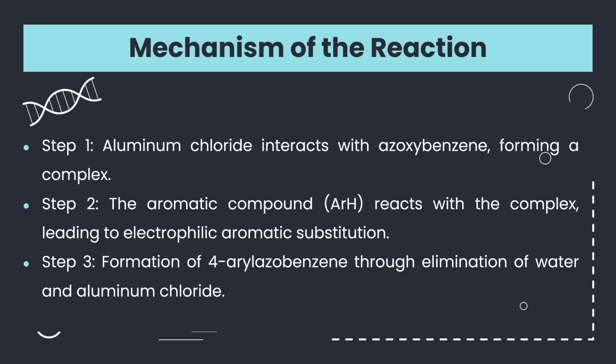So to recap the main steps, in the first step, aluminum chloride interacts with azoxybenzene, forming a complex. This complex then undergoes electrophilic aromatic substitution when we introduce the aromatic compound, and this leads to the formation of 4-aryl azobenzene. The final step involves the elimination of water and aluminum chloride, resulting in our desired product.